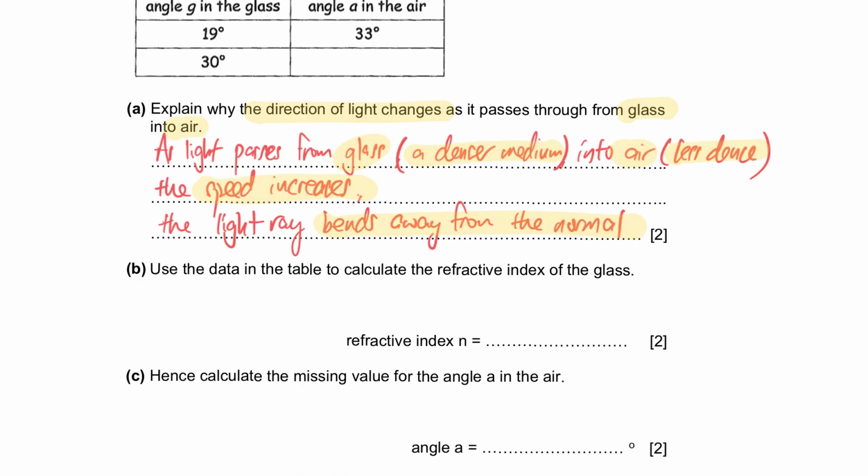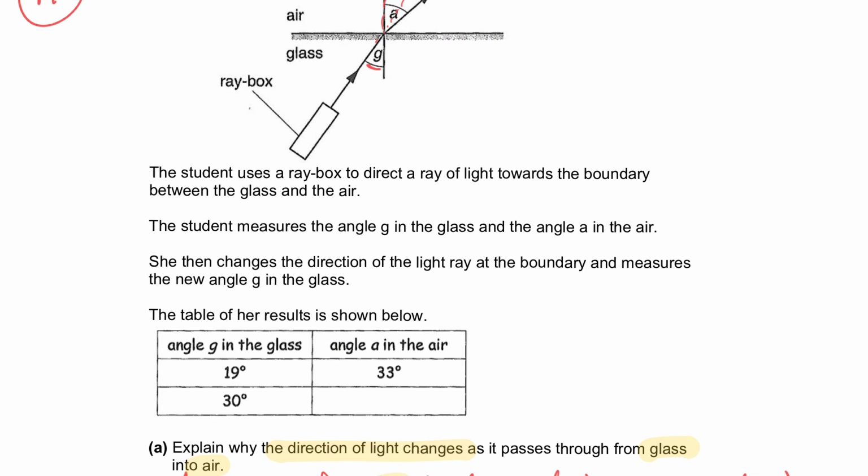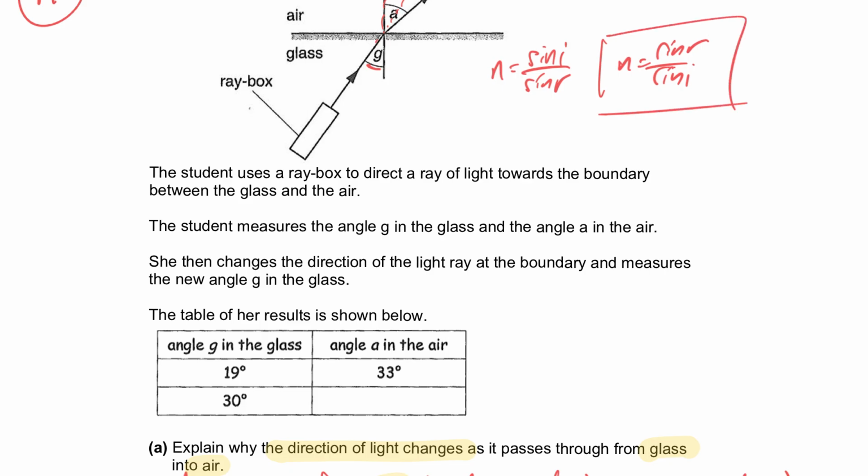Next, using the data in the table, you're supposed to find the refractive index of the glass. Now, as mentioned here, the formula to be used, because you're given angles, of course, is either sine I over sine R or sine R over sine I. And remember I said, if it's traveling from denser to less dense, I'll be using this. Another way to remember is that the numerator must always be bigger, so your angle A, your angle of refraction, is bigger, that's why I use this formula.